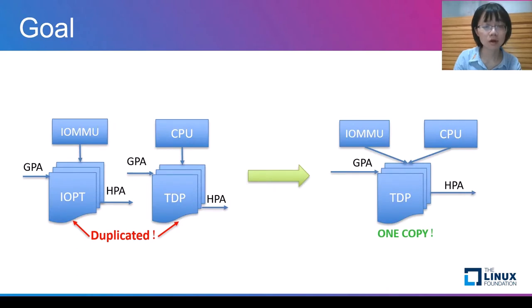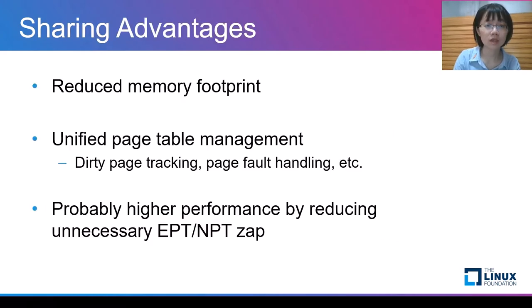This is the goal for sharing. As we can see, currently the IOMMU side is using IOPT for translation from GPA to HPA when vIOMMU is not enabled. And on the CPU side, the TDP is used for translation from GPA to HPA. The two sets of page tables are essentially duplicated. So our goal is that we want to share the TDP on the CPU side to be used as IOPT as well on the IOMMU side in order to take the below advantages.